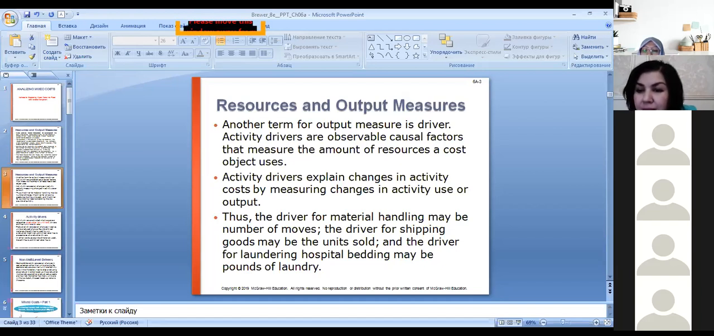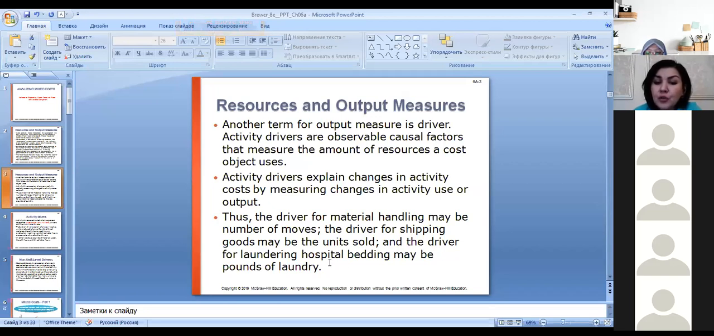So what do you think for ordering costs? For the ordering cost, what will be the cost driver? Cost driver, any factor which creates cost. For ordering cost, for example, the cost driver will be the number of orders. So the higher the number of orders, the higher ordering costs are. This is what we call an activity driver or cost driver.